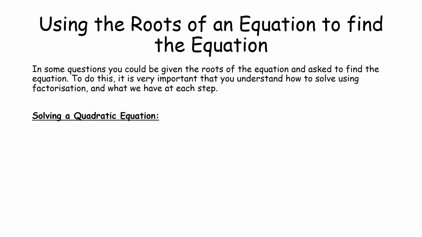So if we are using the roots of the equation to find the equation, we first must make sure we are 100% with how factorization works. So I'm going to work through the factorization method of solving a quadratic equation. A quadratic equation here is given as 2x squared minus 9x minus 5 equals 0.